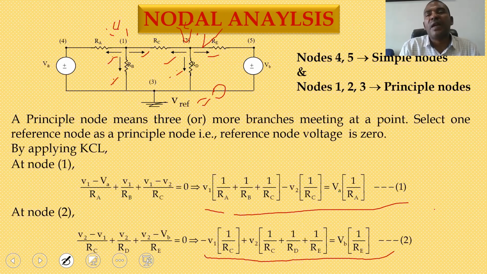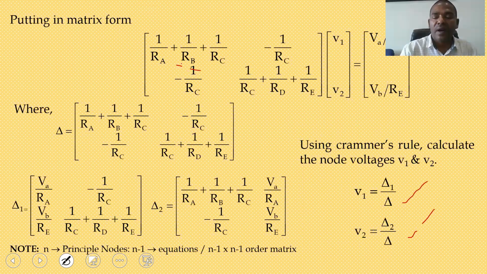So what is A11? A11 means entire node 1 connecting passive elements: RA, RB, RC. Take the reciprocal and sum. So 1 by RA plus 1 by RB plus 1 by RC. So you are getting the same value as A11.